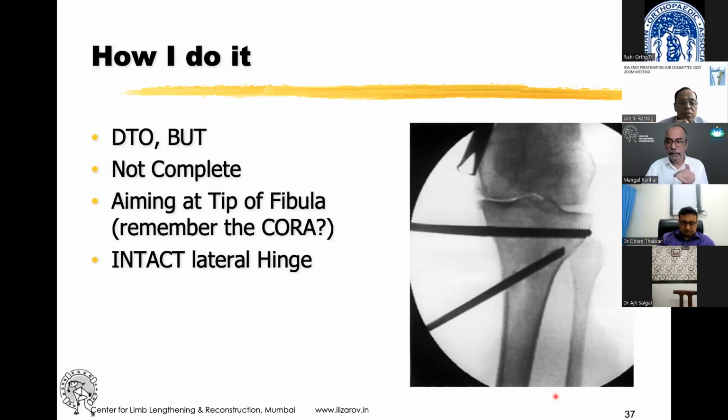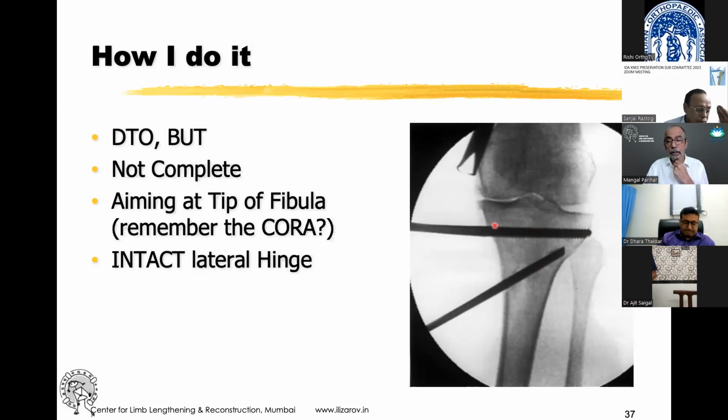So, though it is distal to the tuberosity, it is still aiming for the tip of the fibula. And this comes from basic deformity correction principles. Very often, when you draw the proximal axis and the distal axis, where those two axes meet is somewhere around this line, this point, which is more or less in line with the tip of the fibula.